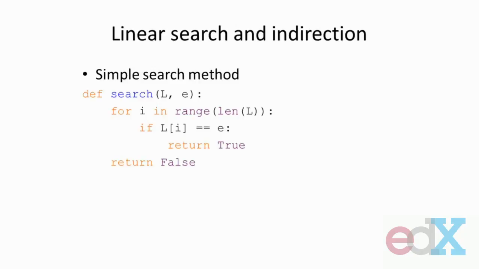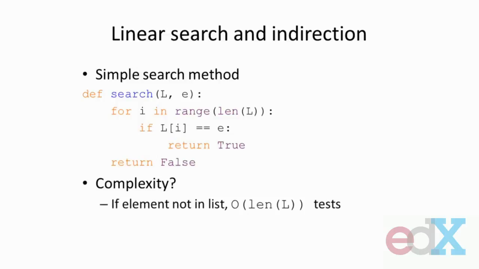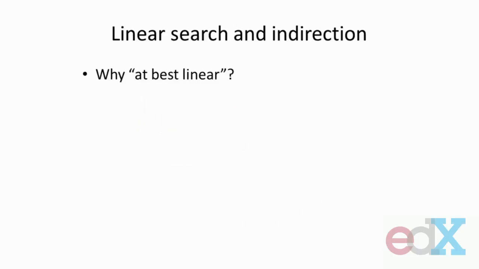Okay, simple method. And you already know what the complexity is here, or should be able to guess it. If the element's not in the list, I'm going to have to go through a number of tests equal to the length of the list. So the complexity is the order of the length of the list. I might stop a little earlier if I actually find it, but we're always interested in the worst case behavior, and so at best, this is linear in the length of L. At best. Wait a minute. Why do I say at best?